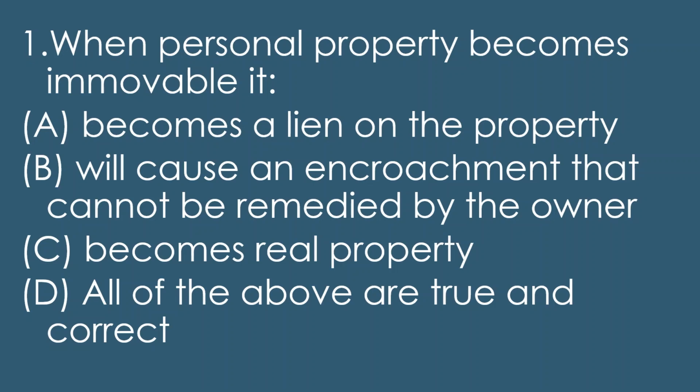But let's make sure A, B, and D are not correct. Well, we're not talking about liens on the property. A lien is an encumbrance based on money, so it's limiting title based on money. That's not what we're doing right here. This personal property, even though it becomes immovable, is not limiting title. So it's not going to be a lien, and it's also not going to be an encroachment. That's just a different type of encumbrance based on use, and that's not what happens here. So the best answer is C, becomes real property, because all of the above are not correct either.